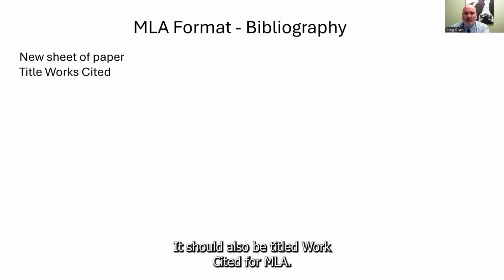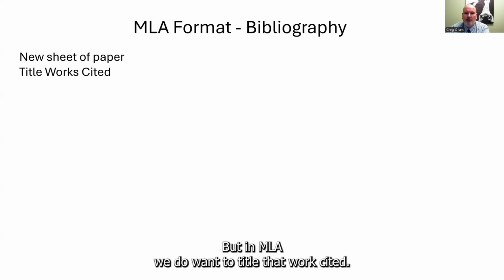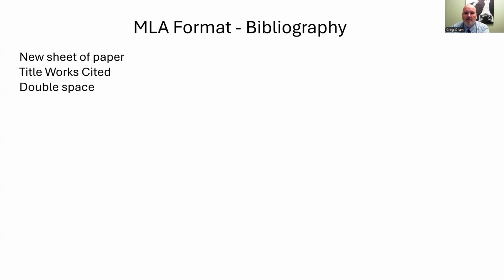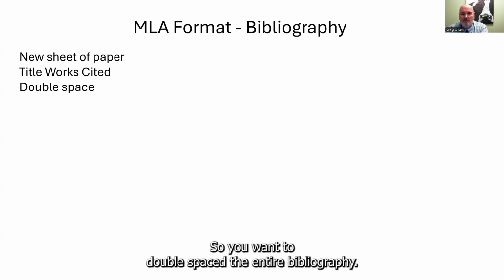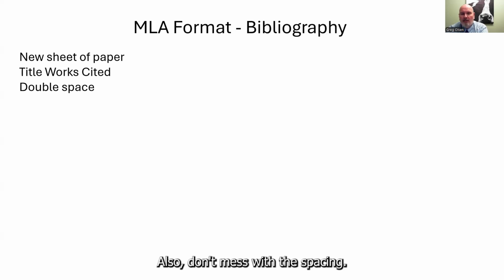It should also be titled Works Cited for MLA. And so that's why we hear Works Cited page, for the bibliography. But in MLA, we do want to title it Works Cited. It should all be double spaced. So you want to double space the entire bibliography. So just like we don't mess with the font when we are writing our essays, also don't mess with the spacing. Leave it as double spaced. Everything should be double spaced. You should never have to change this.